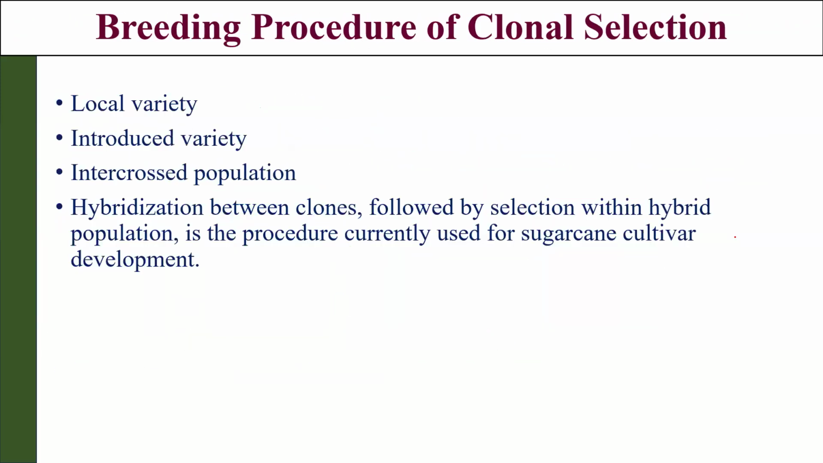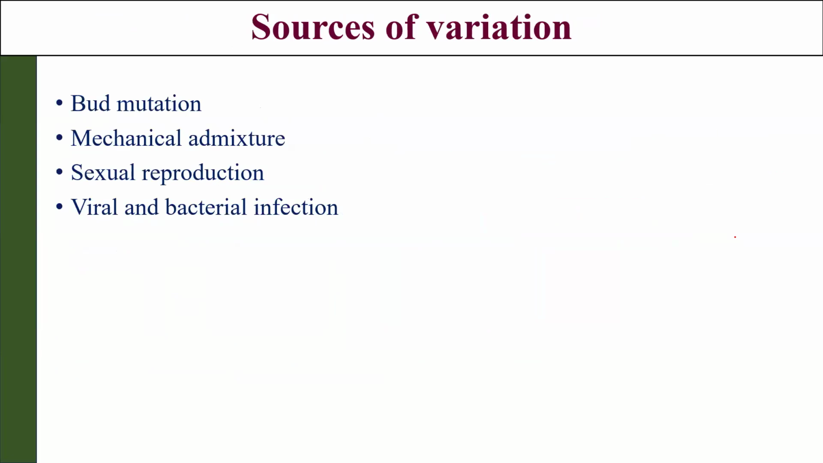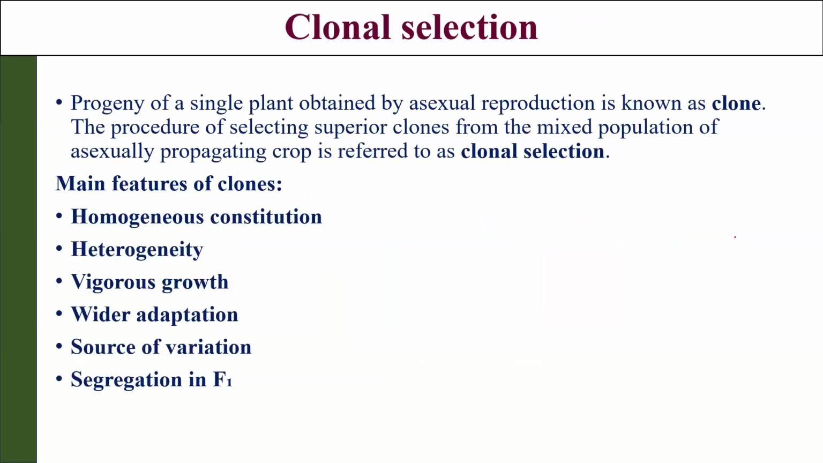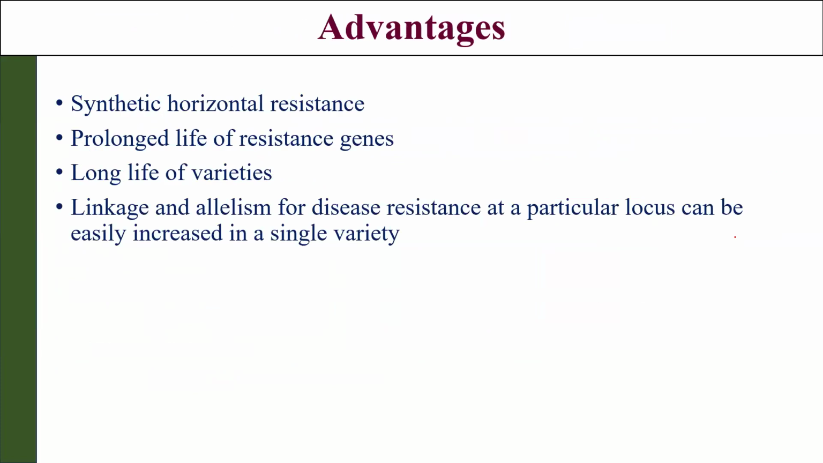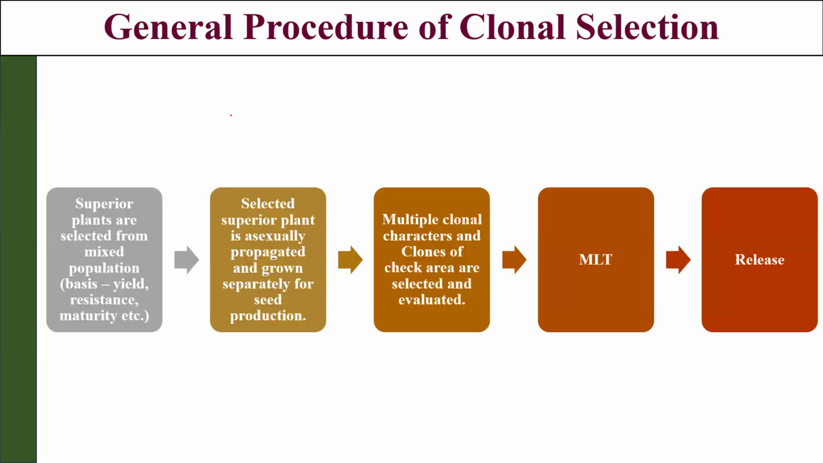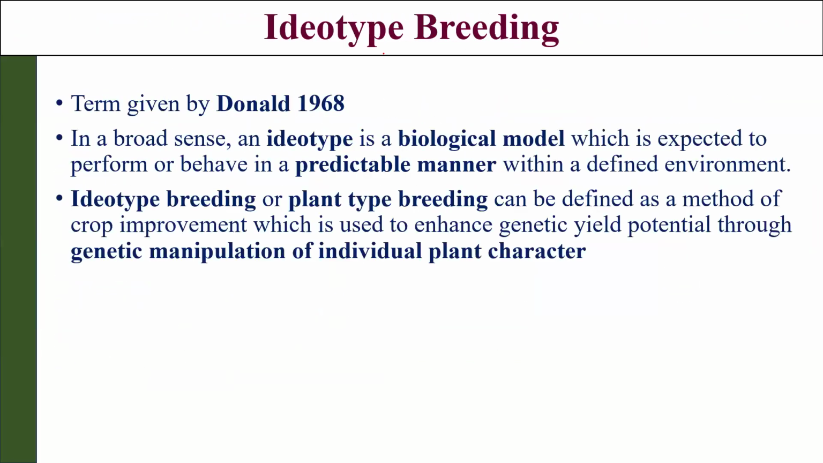Okay, understood what is clonal selection, what is breeding by design, what is ideotype breeding, and what is multilines? Sir, and how to develop different lines in multilines, ideotype, and in designer breeding, sir.